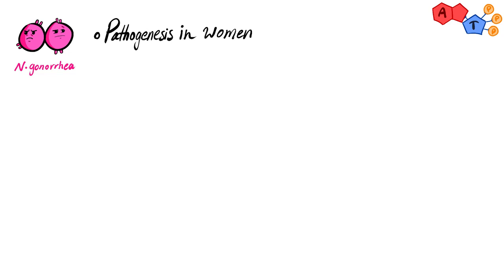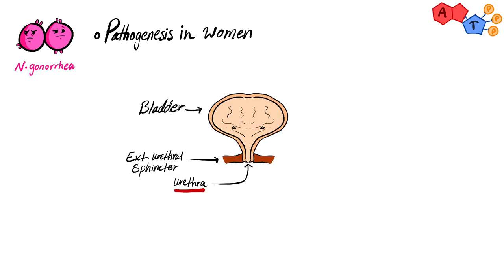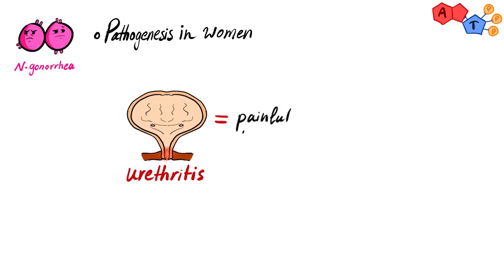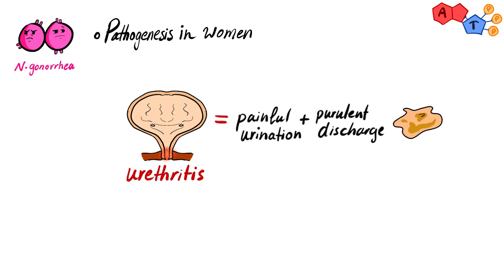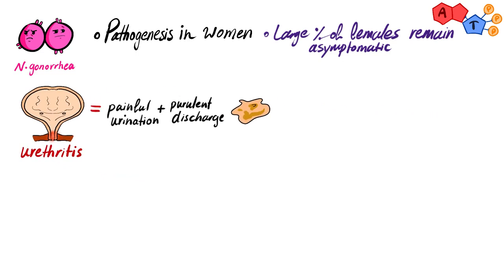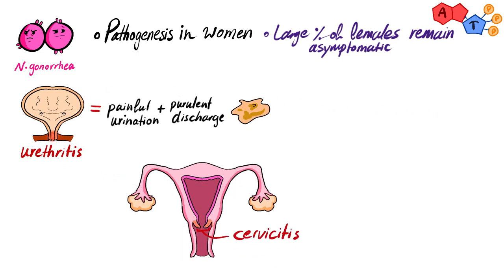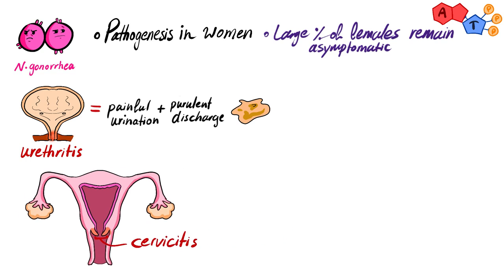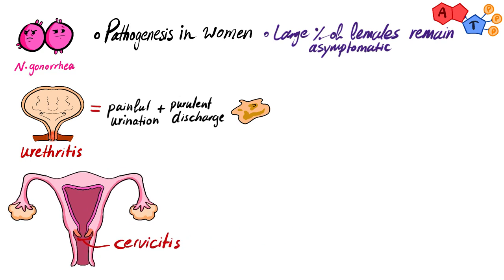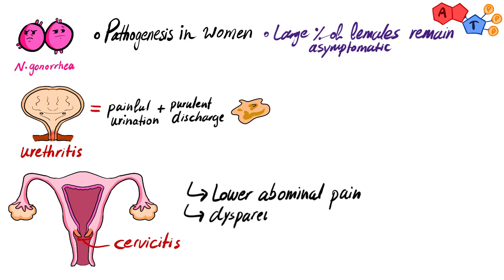Now let's move on to the ladies. Like men, women can develop urethritis and present with painful urination and purulent discharge. However, unlike men, a large percentage of women will remain asymptomatic. In addition to urethritis, Neisseria gonorrhoeae can also affect the cervix and cause inflammation or cervicitis. Again, a large percentage of these women will remain asymptomatic. However, some will present with lower abdominal discomfort, dyspareunia or pain with sexual intercourse, and purulent vaginal discharge.